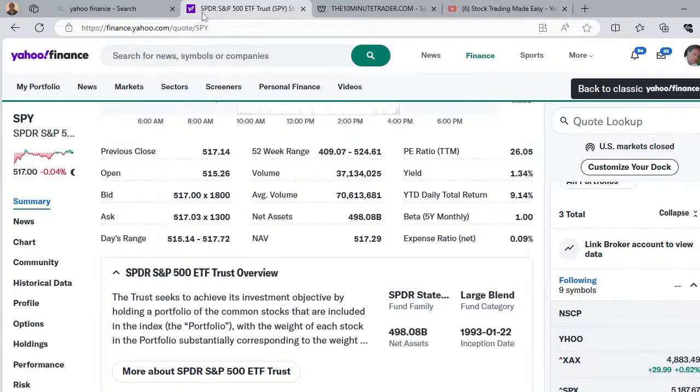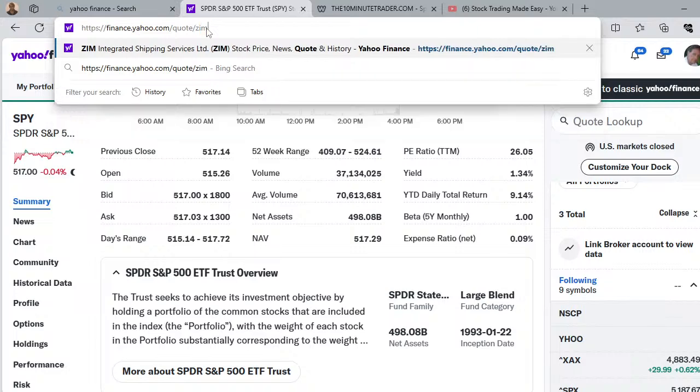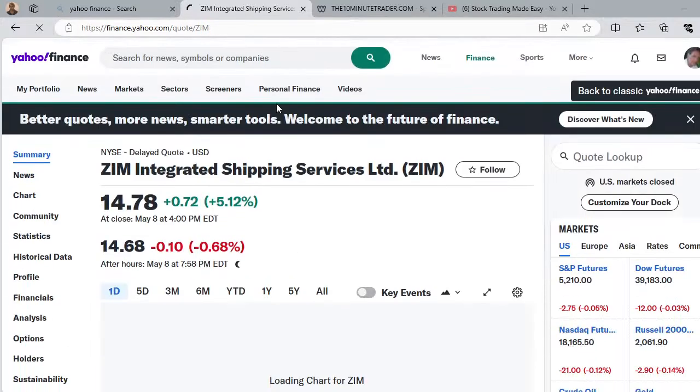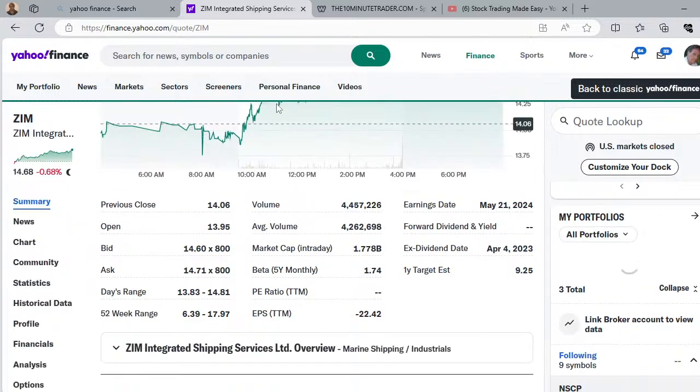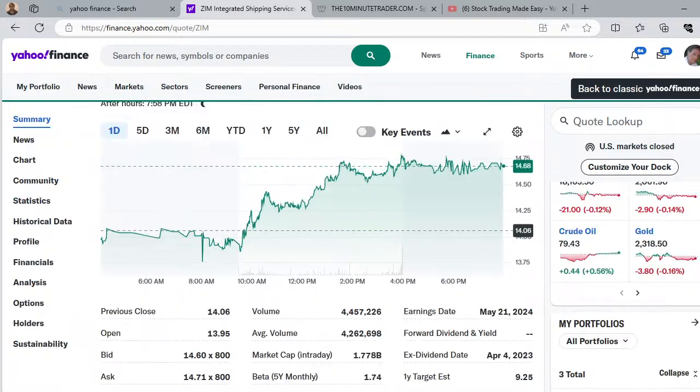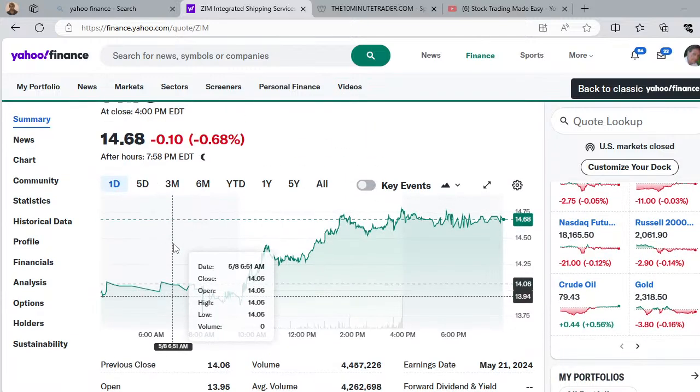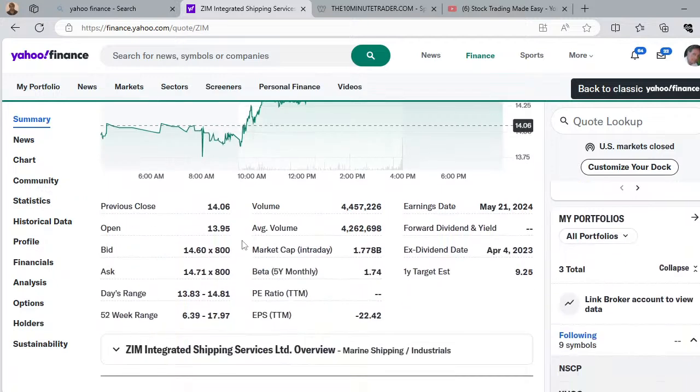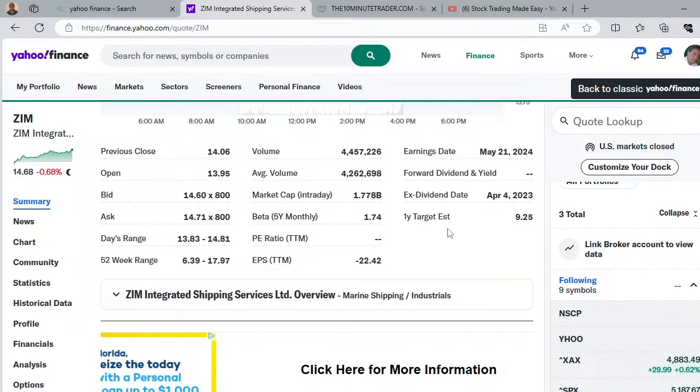Okay, Zim, Z-I-M. All right, you ready for this? Zim, this is Yahoo Finance. Current price. Where is the current price? $14.68. Zim. One-year estimated target, $9.25. Why would you buy a stock at $14 when the analysts are saying it's going to go to $9.25 in a year?